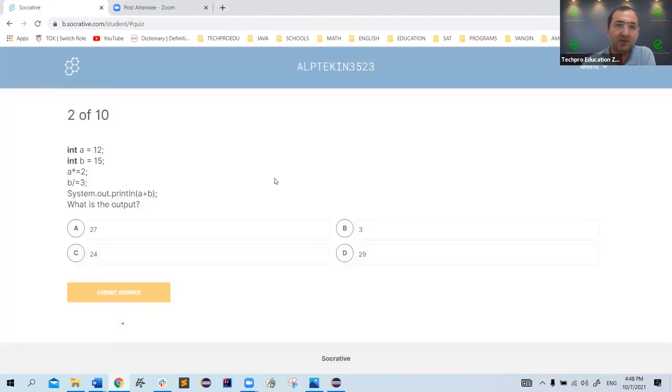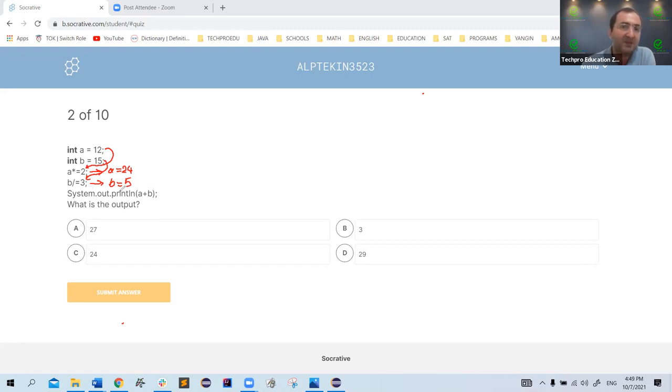This is first. Second question. We have two integers. Integer A is 12, integer B is 15. Look here, we have increment. What is the increment? We multiply by 2. So A is 12, 12 multiplied by 2. The new value of A will be 12 multiplied by 2, A will be 24. Now the second line, this is a division operation. We have decrement here. It is dividing by 3. B is 15. When we put here 15, B will be 15 divided by 3, 5.